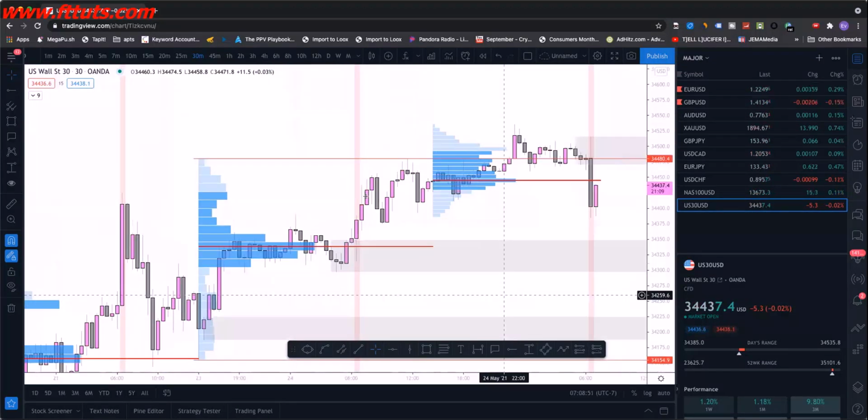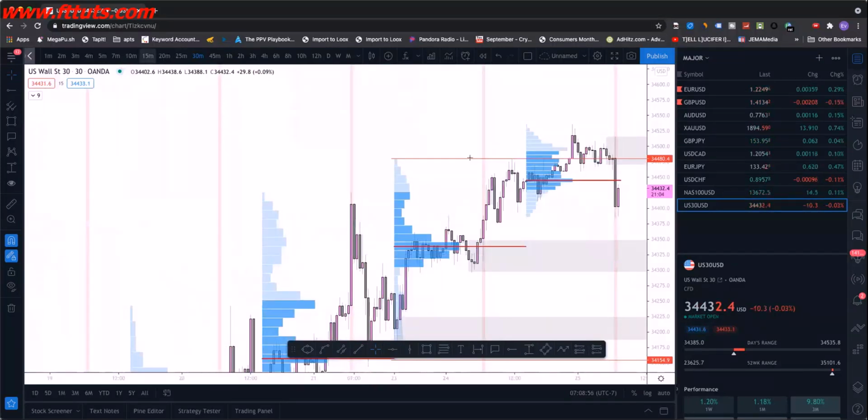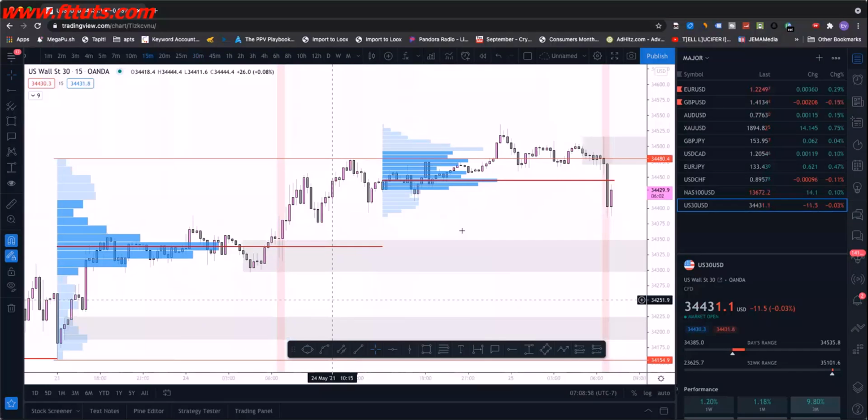And this was already traded to, so that did what it needed to do. 15-minute chart. That was already traded to.